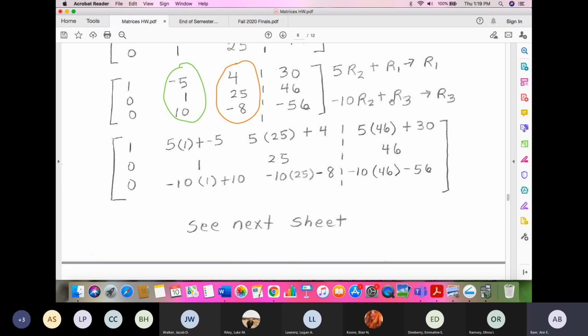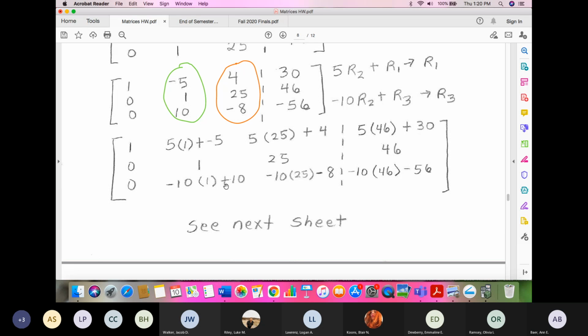So now let's apply these row operations. Let's take 5 times row 2. We've got to work in the same column. What's in row 2 here is a 1. So 5 times 1 plus row 1. Row 1 has a negative 5. And let's go down and do this one: negative 10 times row 2. Row 2 has a 1. You can see how that 1 is helping us get a 0.